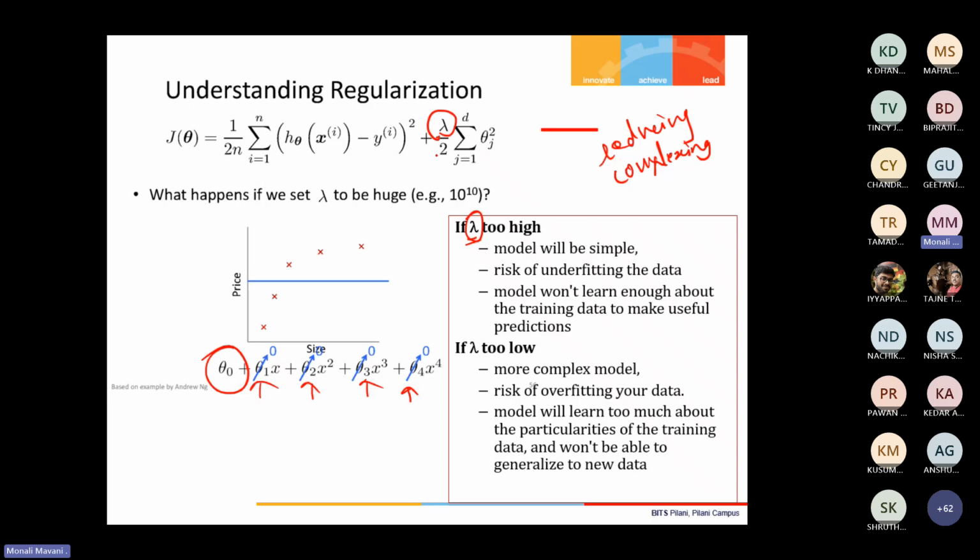Simple, trial and error. Use one lambda value, check your performance, another lambda value, check your performance, and so on. So that's the trial and error method. And that way we can control the overfitting.